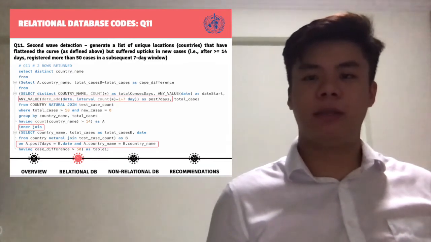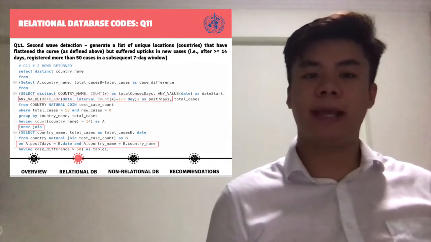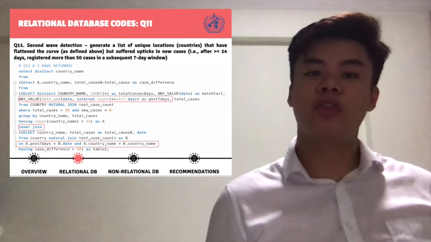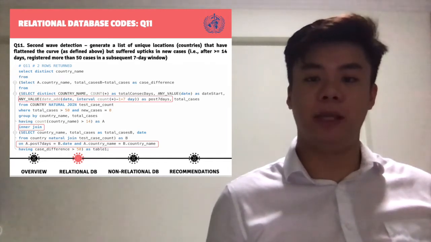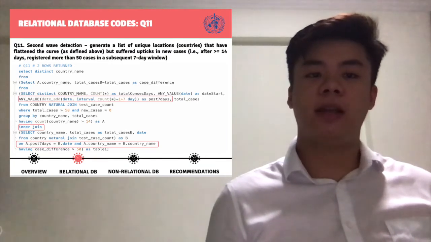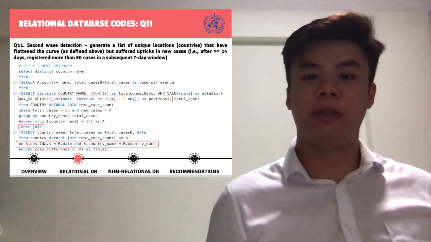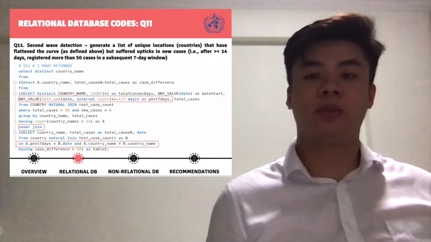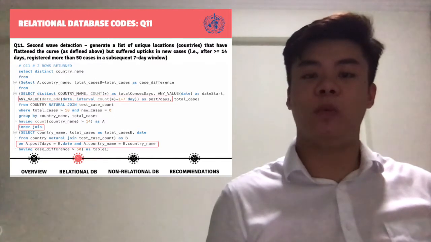The sub-query is similar to the question 10 query with total cases added, showing the total cases during the flattened curve period. Post 7 days is also added to find the end of the subsequent 7-day window. Then we will label this sub-query as A. Next, we natural join country and test case count as B, and inner join A to B such that A.post 7 days is equivalent to B.date, and adding a total case B to show the total cases at the end of the subsequent 7-day window.